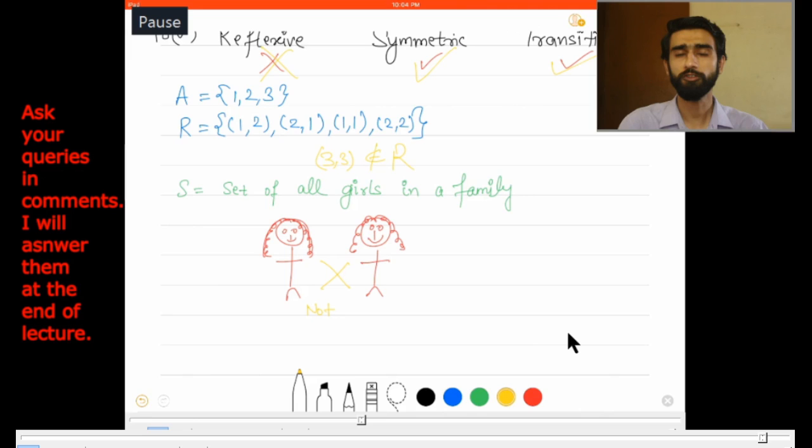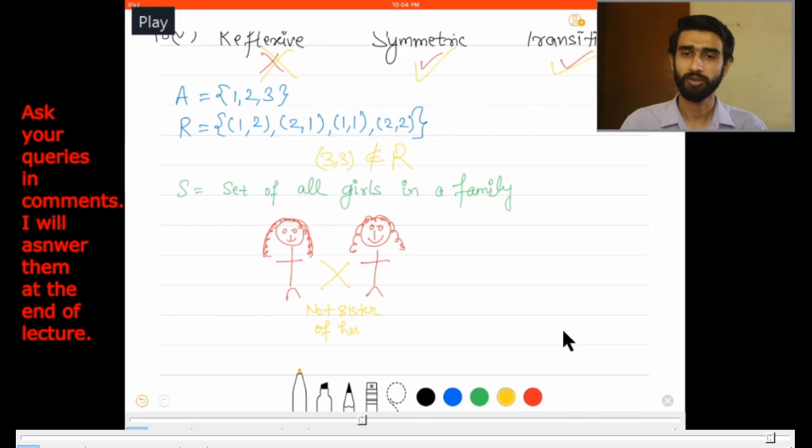Now can any girl say, I am sister of myself? No, a girl can't say I am sister of myself. So any girl of a family is not related to itself, herself. A girl is not related to herself. That's why this relation of being sister is not reflexive in our case. Not sister of herself, right? So this relation is not reflexive.